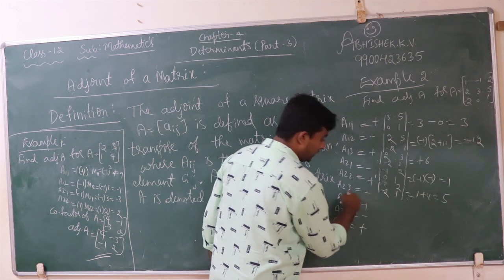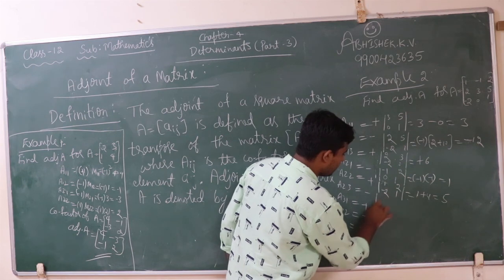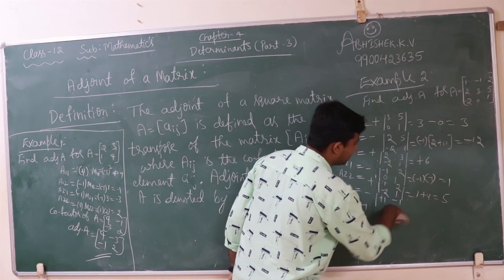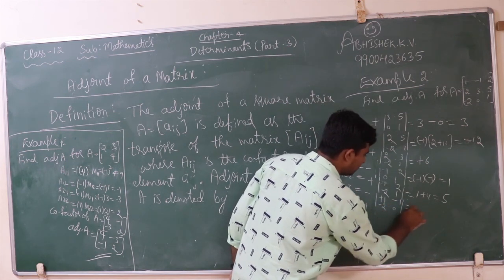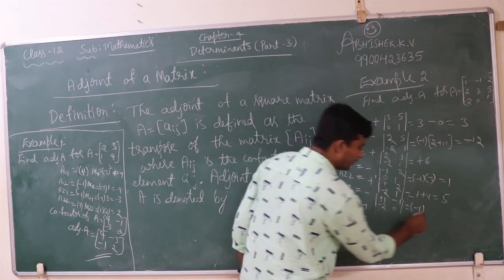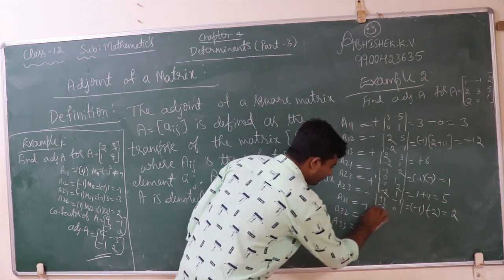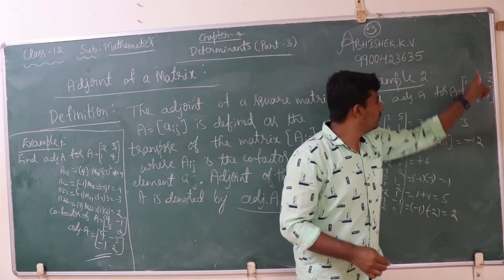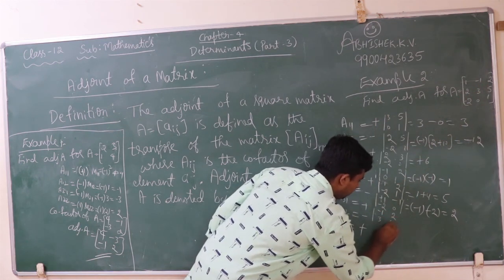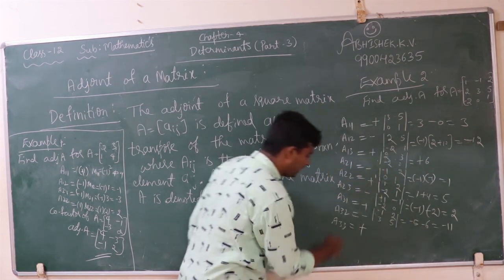Then A23, second row, third column. It is remaining with 1, minus 1, minus 2, 0. This is equal to minus 1 into 0, minus into minus, plus, again minus 2. This is equal to plus 2. For A31, deleting the third row, first column, we get minus 1, 2, 3, 5. This is equal to minus 5 minus 6, which is minus 7.